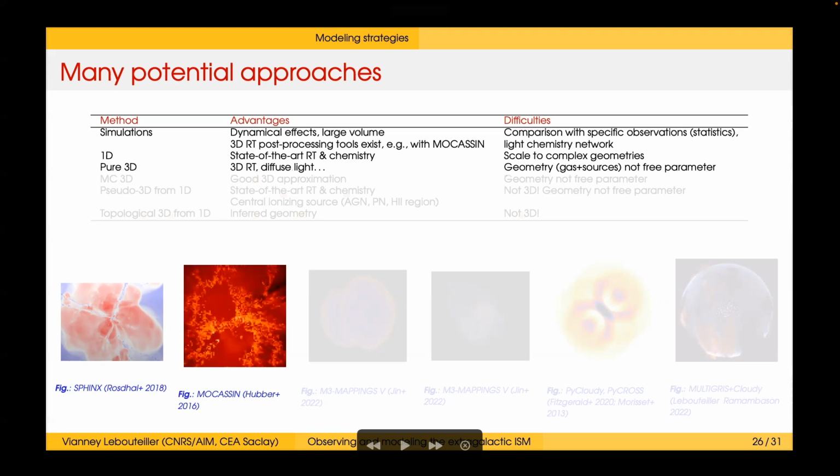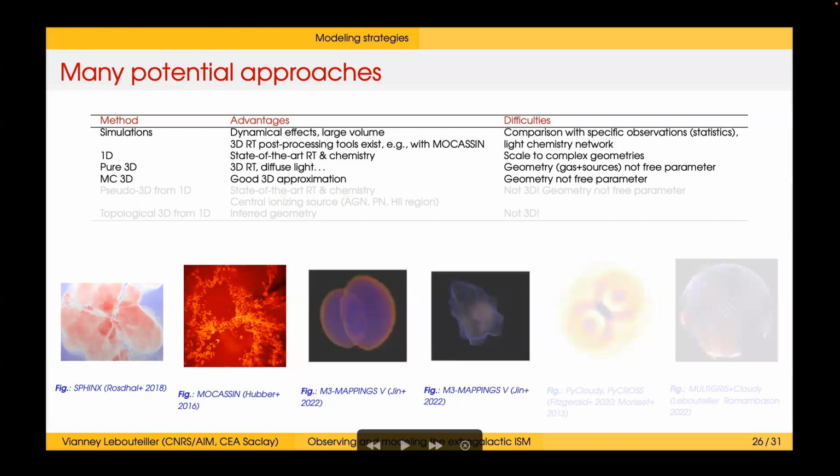Then you can do pure 3D. This is the grail, of course, it's very nice, but you need to have a priori information on the geometry, so where the gas is located, how it's distributed, and same thing for the energetic sources. So the geometry is not a free parameter. You can do Monte Carlo 3D, it's a good 3D approximation. Again, geometry is not a free parameter.